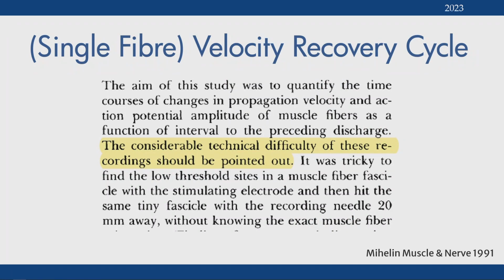And we plot that out according to the interval between the conditioning and the test stimulus to get the recovery cycle. These were done by Stahlberg initially and then by Mihalin in 91, but they did it as single fiber. So they had 2 electrodes within the same fiber and then looked at changes in velocity recovery cycle. I think in this paper they looked at 8 volunteers, they studied 70 fibers, from which they got 16 recordings that were usable, and these were very variable. So as they said there, it was technically extremely challenging.